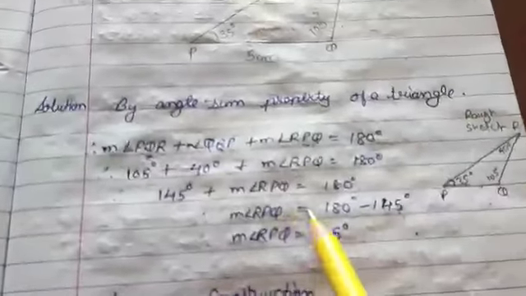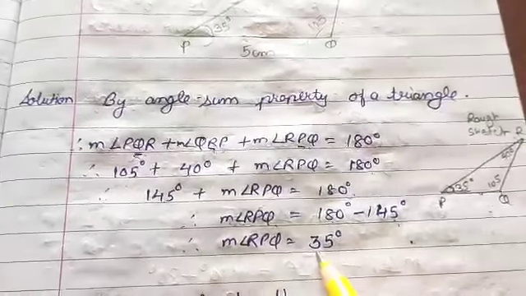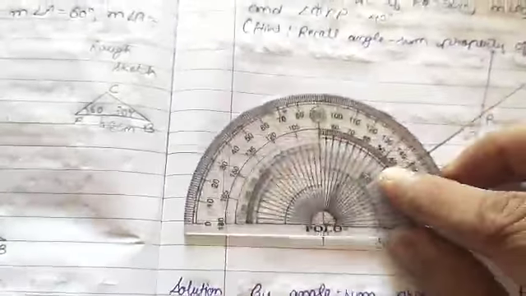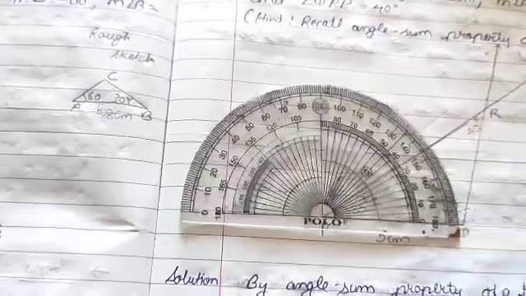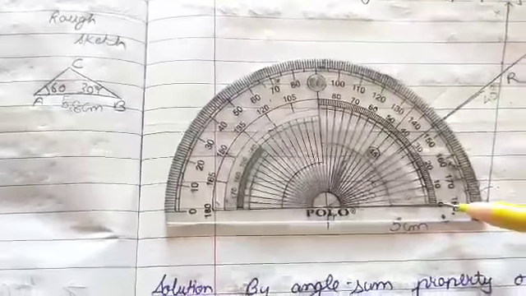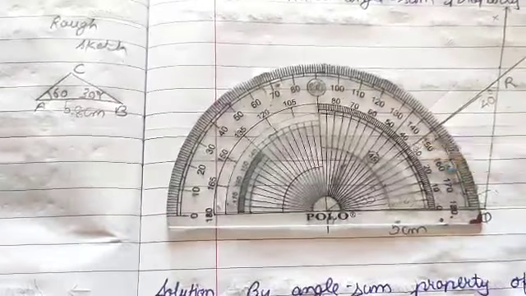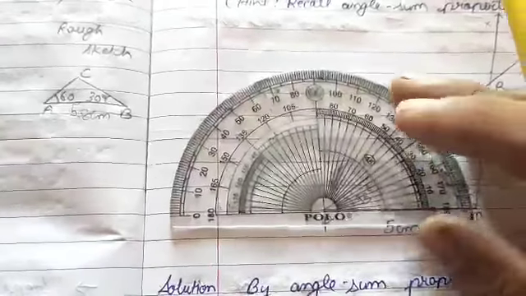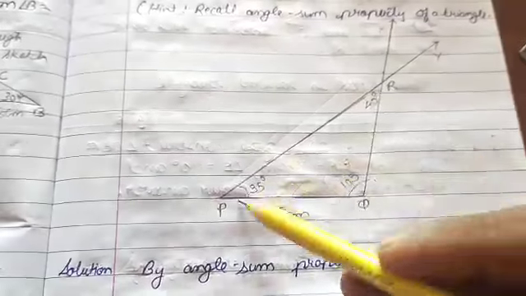Now after finding this, length of measure angle P, that is 35 degree. Now again place it on P, with center P, and find out 35 degree, that is 10, 20, 30, 0, 10, 20, 30, 35 degree, between 30 and 40. So try to draw one big ray, that is PY.